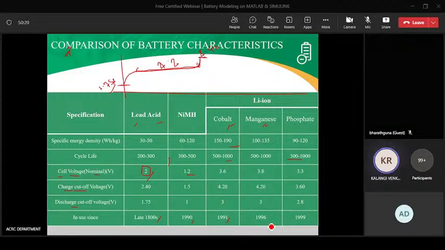Sir, in lead acid batteries, why is the charge cutoff voltage 2.4? Because when you start charging the battery, the voltage should not go beyond 2.4 volt, because after that the battery may be damaged.